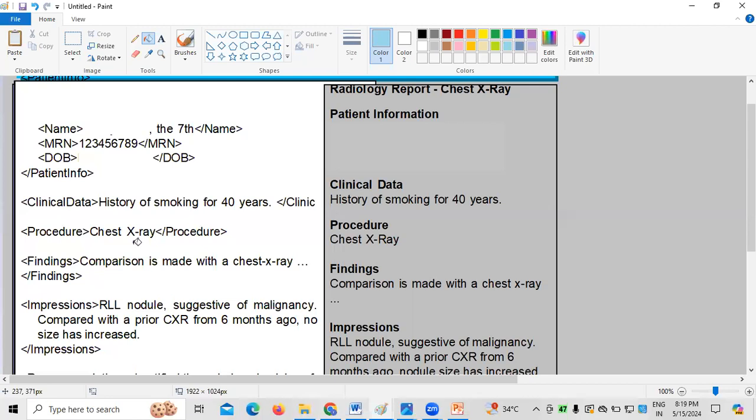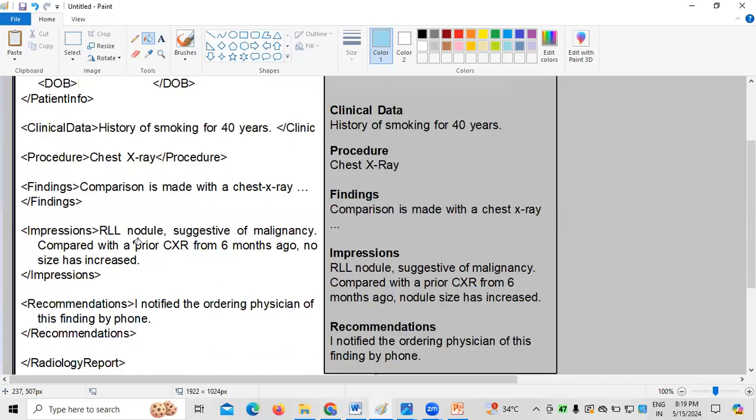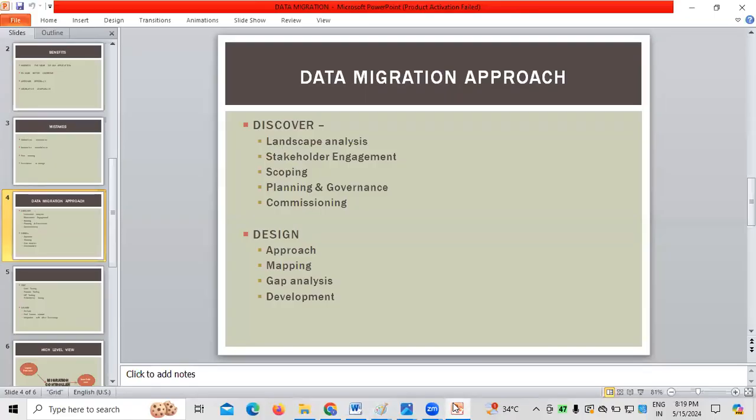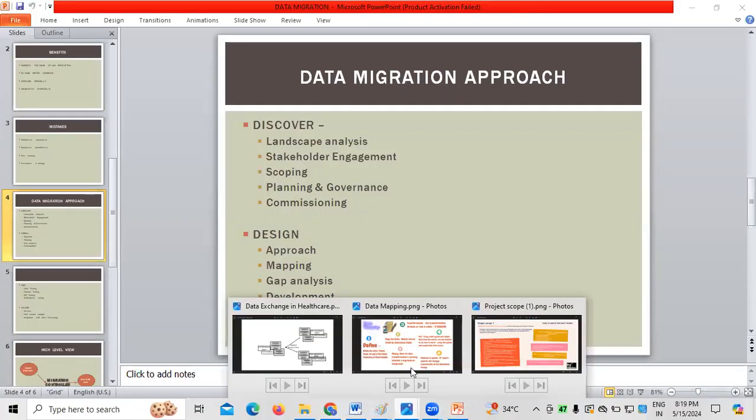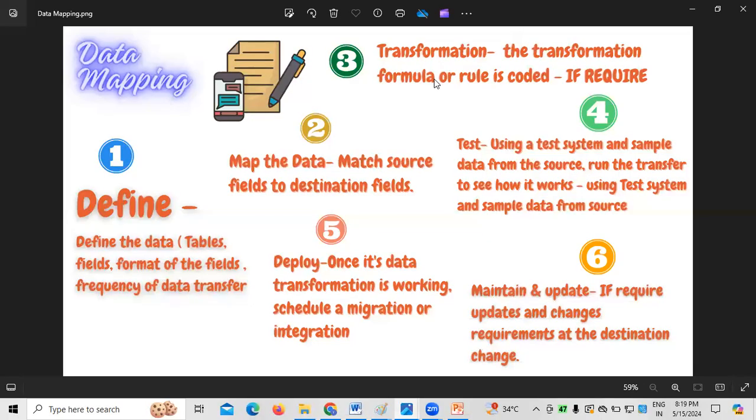All of this will be in electronic format, meaning encrypted format. You have to write all this down, and followed by this, you need to mention the impressions and recommendations here. This is where this kind of data has to be transformed. As an example, I'm giving, not everything.